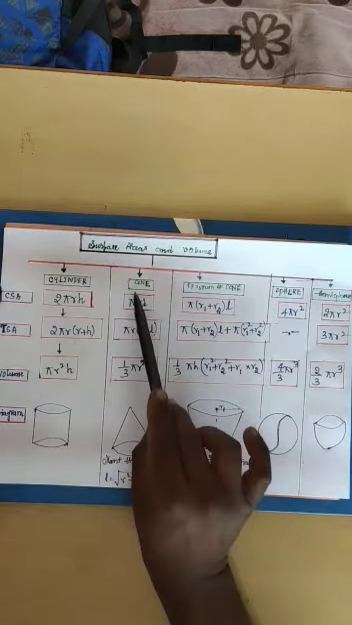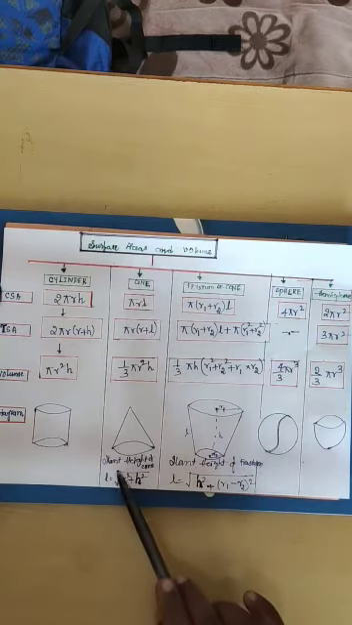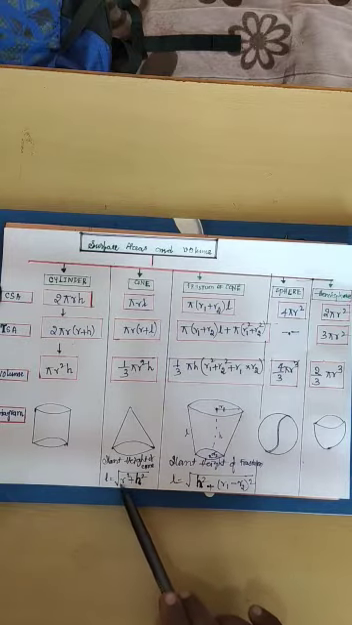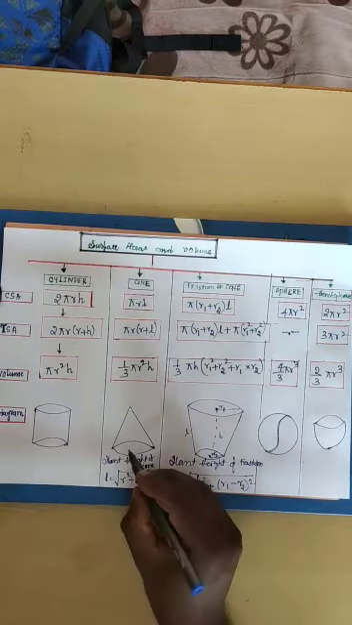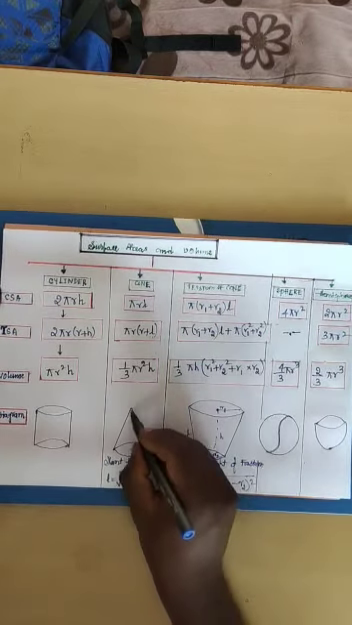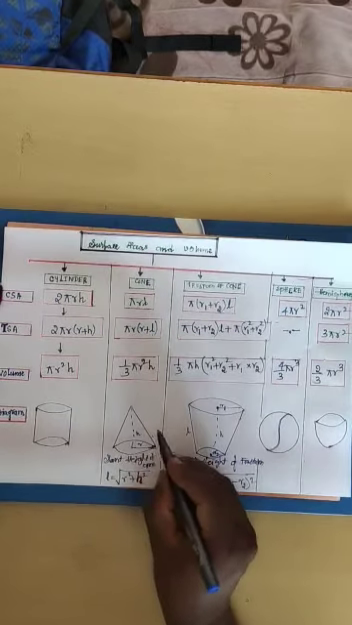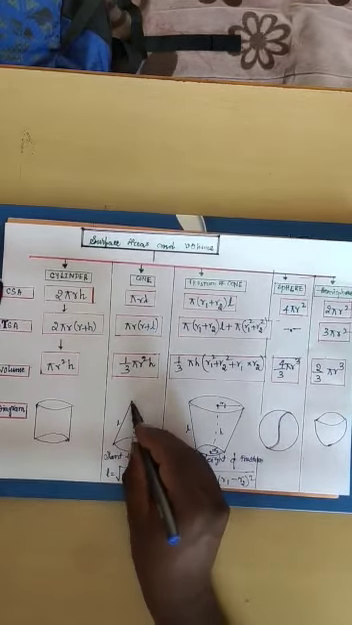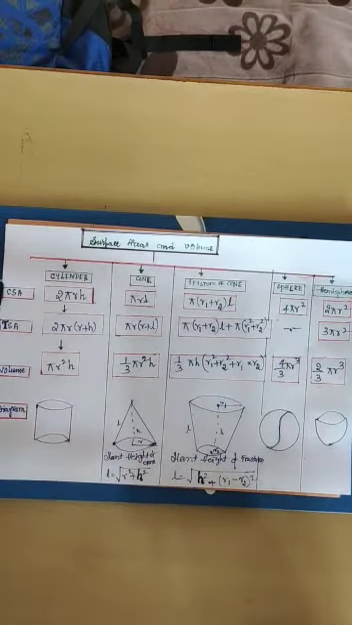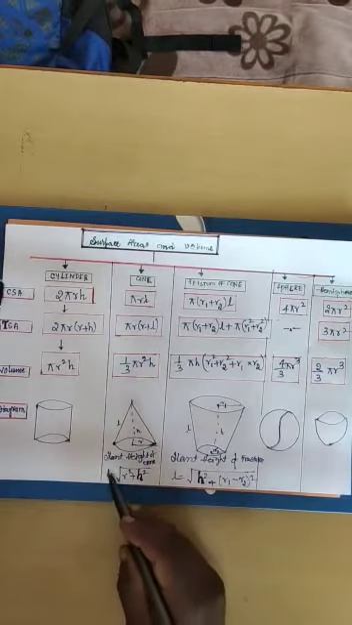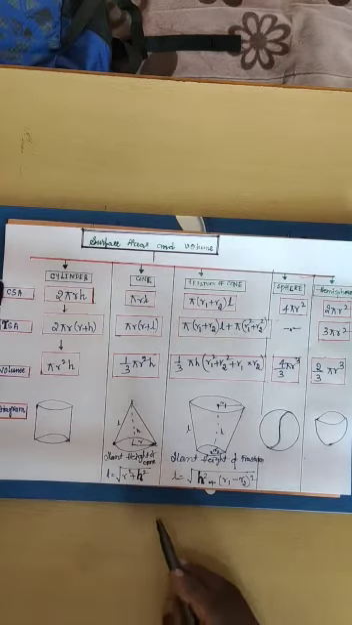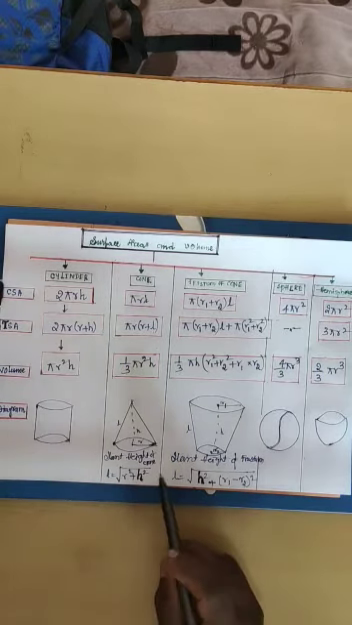And the slant height of cone, right? The formula for slant height of cone is L equals square root of r square plus h square. See, this is r, radius of the base of cone, and this is height and slant height. So do you know the difference between these two?